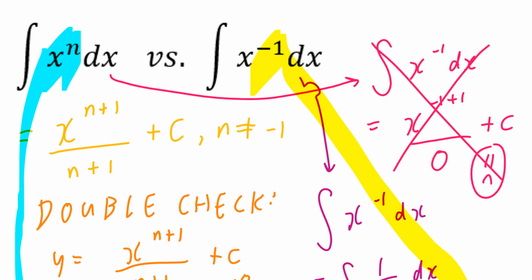And now you know the difference between the integration of x to the power of n with respect to x versus the integration of x to the power of -1 with respect to x. I hope this makes sense.